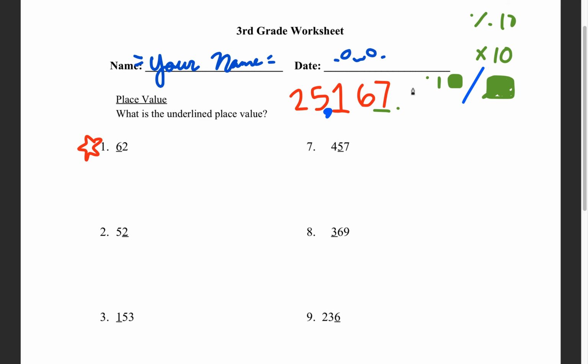So let's say we have like that. Since we're going backwards, this is going to be called the tenths place with a th, hundredths place, and this is the thousandths place. So yeah, that's explainable, I believe. So let's do some examples.